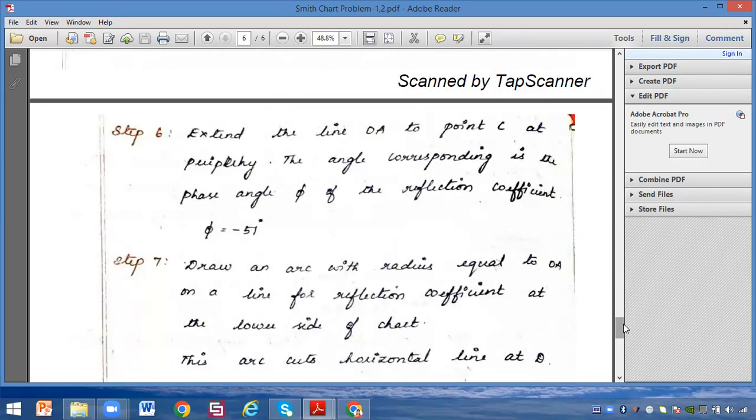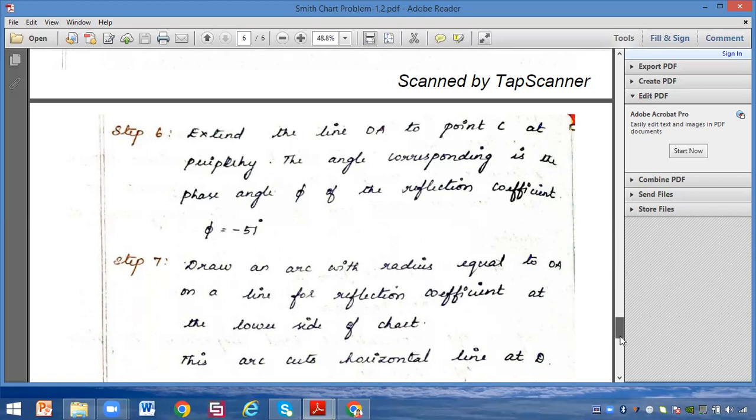Now your step 6 is, we have to extend the line OA to the point C at the periphery. We know OA, A is nothing but the point at your normalized load impedance, and O is nothing but the origin point. So you have to extend the line to the periphery. The angle corresponding is the phase angle psi of the reflection coefficient.